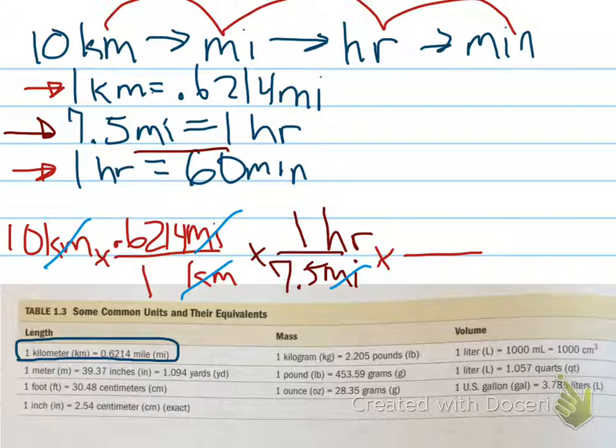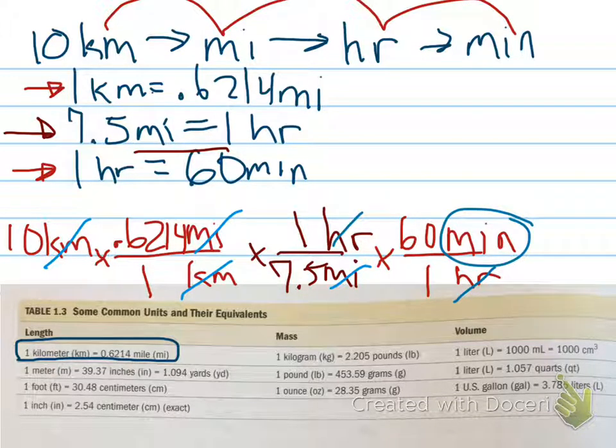We want to convert it into minutes, so we're going to use that 3rd conversion factor. And we know that hour is going to go on bottom, so that our hours will cancel out, and we want to end up with minutes, so minutes goes on top. We have 1 hour in 60 minutes, so we will have our hours cancel out, and we will be left with the unit of minutes. So now to solve this, we are just putting the numbers in our calculator. We will have 10 times 0.6214 times 1 divided by 7.5 times 60 divided by 1.